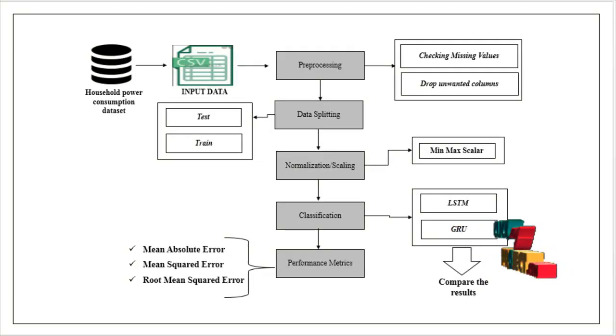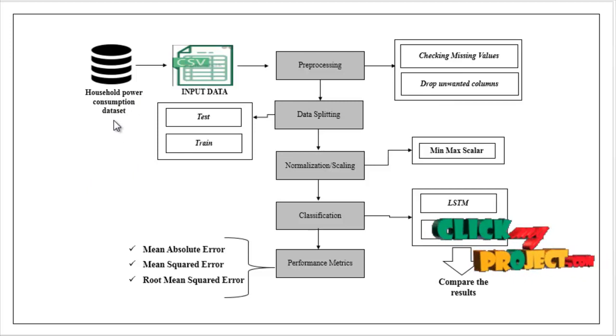Then we are going to see the flow of our project. First we take the household power consumption dataset. That dataset was collected from dataset repositories like Kaggle, GitHub and UCI. Then we select our input data, that is the selected data. The data is in the format of a .csv file.